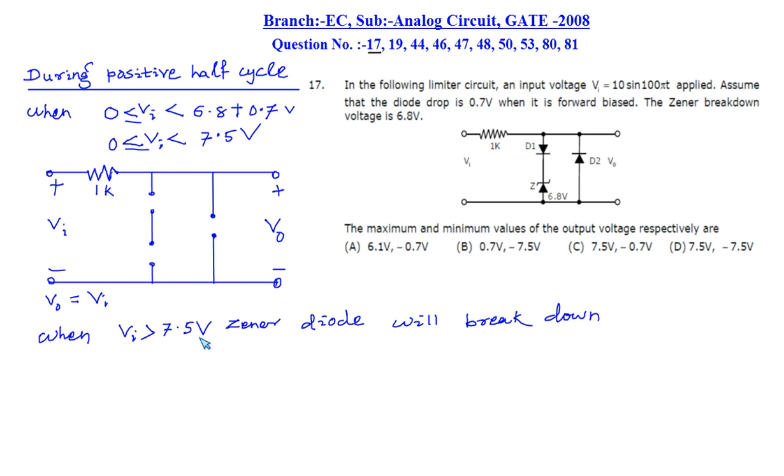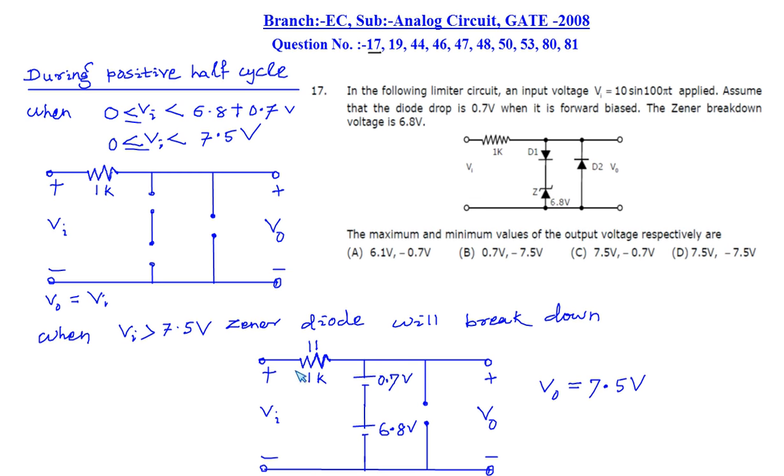Next, when the input voltage is greater than 7.5 volt, the input voltage can go up to a maximum of 10 volt. Then the Zener diode will enter the breakdown region and D1 will also be forward biased. If we redraw the circuit, the diode is replaced with a 0.7 volt battery and the Zener diode with a 6.8 volt battery. So the output voltage will be fixed at 7.5 volt.